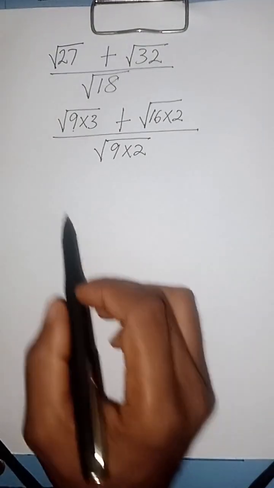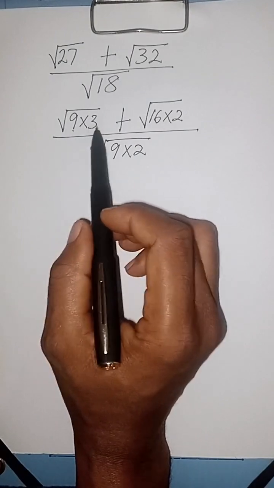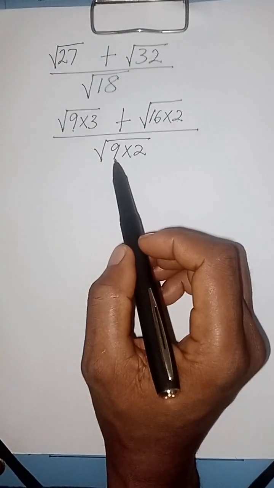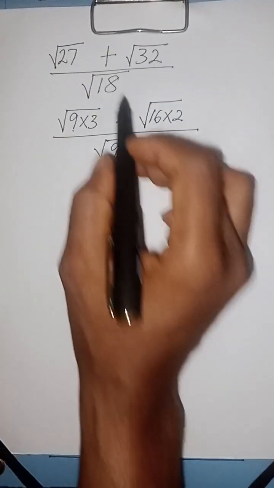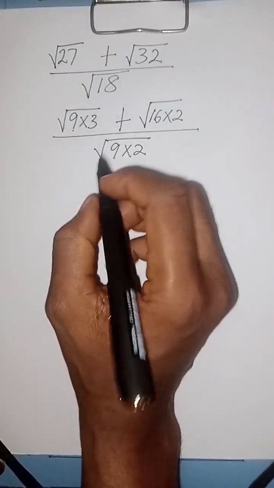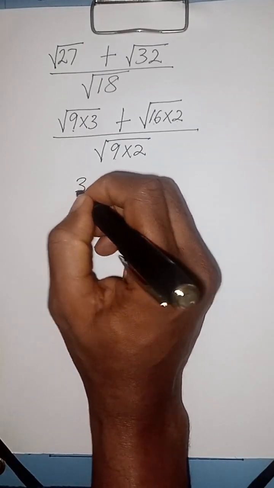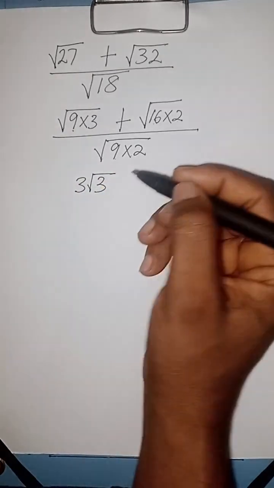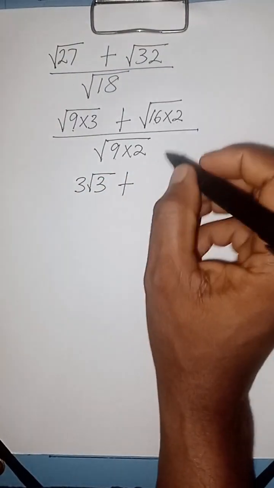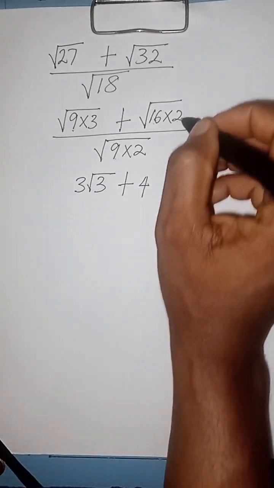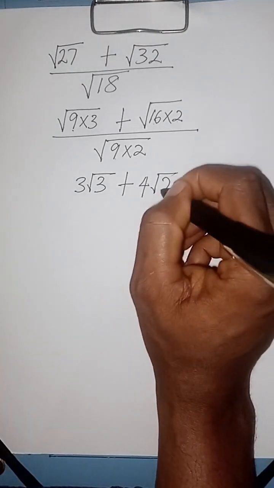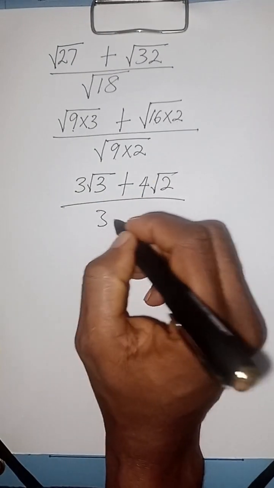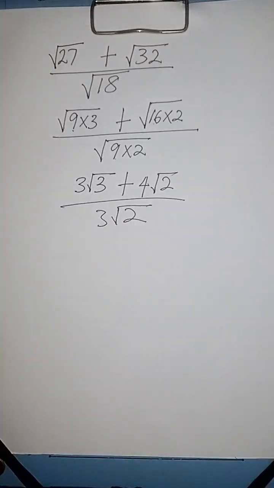So we have succeeded in getting one of the numbers to be a perfect square, the other a prime number, and they will give us back what we had there. The square root of 9 is 3, but we cannot get the square root of 3, so we'll write it back as square root 3, plus square root of 16 is 4, but we cannot get the square root of 2, so we have to write it back.